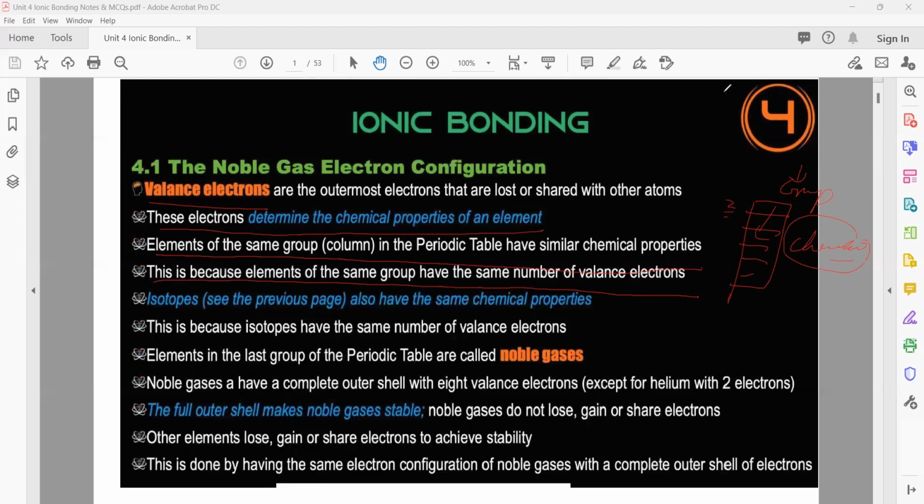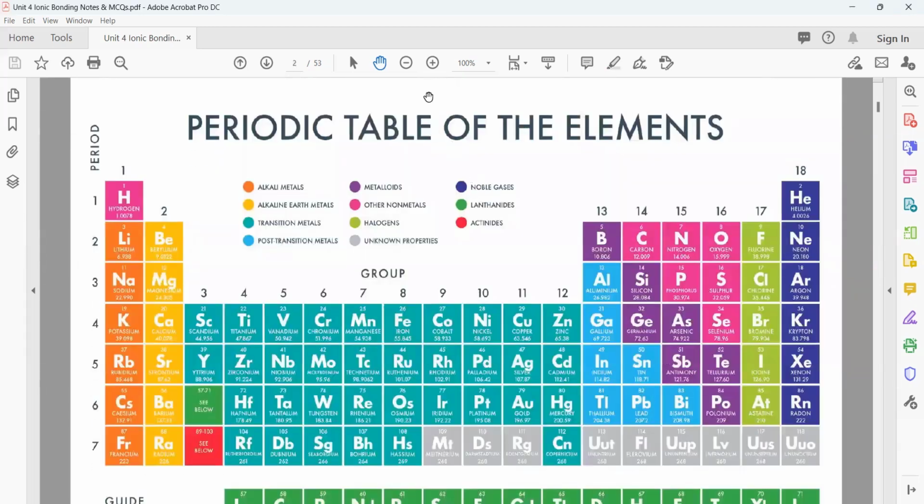So to understand this better, we'll go to the next page, the periodic table. I will explain with an example. Here, this is the first group. If you see, this is group 1. Hydrogen, lithium, sodium, potassium, rubidium, cesium, francium. Then the second group: beryllium, magnesium, calcium, strontium, barium, radium. So these are all the groups.